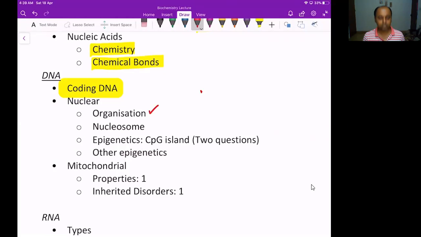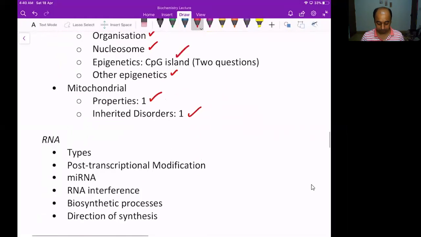Questions from the nuclear DNA have been asked from various subsections. We have questions on the organization of the nuclear DNA, the structure of the nucleosome, and the epigenetic changes, particularly CpG islands. The CpG islands have been asked two times, and other epigenetic changes have also been asked. What is the effect of methylation? What is the effect of demethylation? Like that, questions have been asked. Questions have also been asked from the mitochondrial DNA. Two questions, one based on properties and another based on the inherited disorders of the mitochondrial DNA, have been asked.